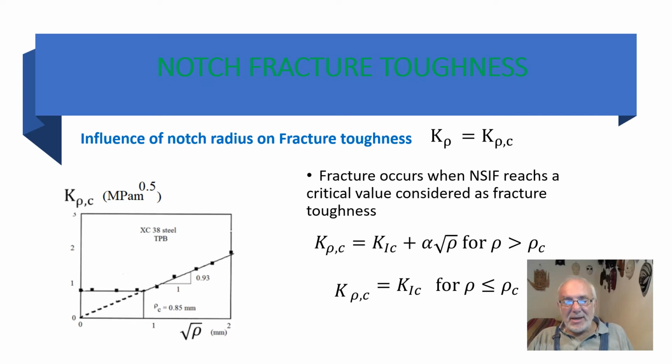If we represent the critical notch stress intensity factor versus the square root of the notch radius, we can see that below a critical value of the notch radius, the fracture toughness is constant, and beyond it, it increases linearly with the square root of the notch radius. This kind of graph has been seen for many materials.